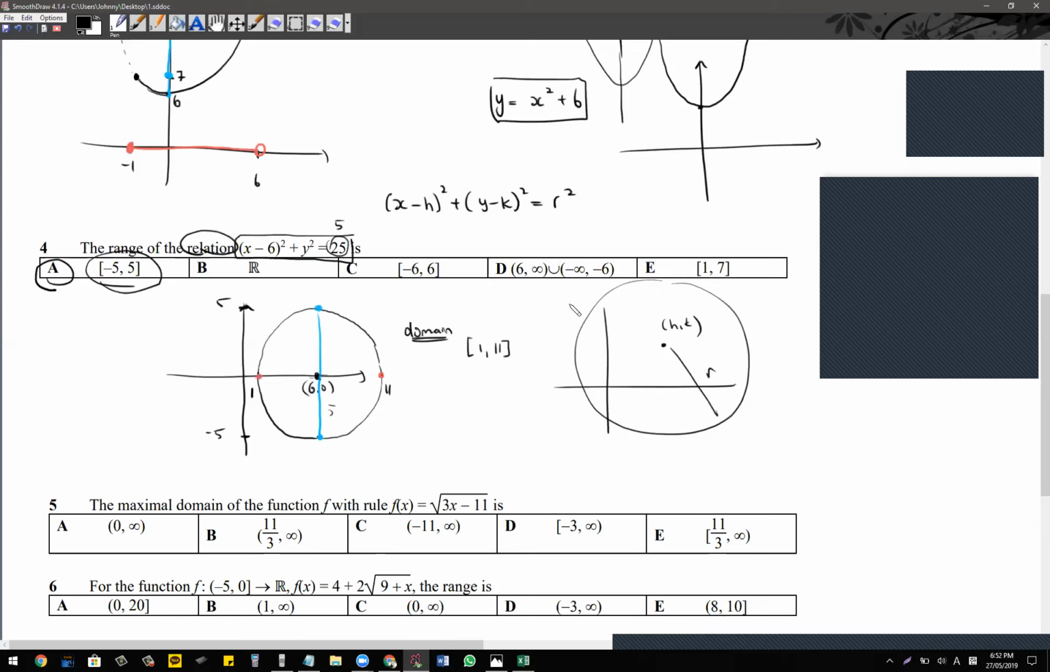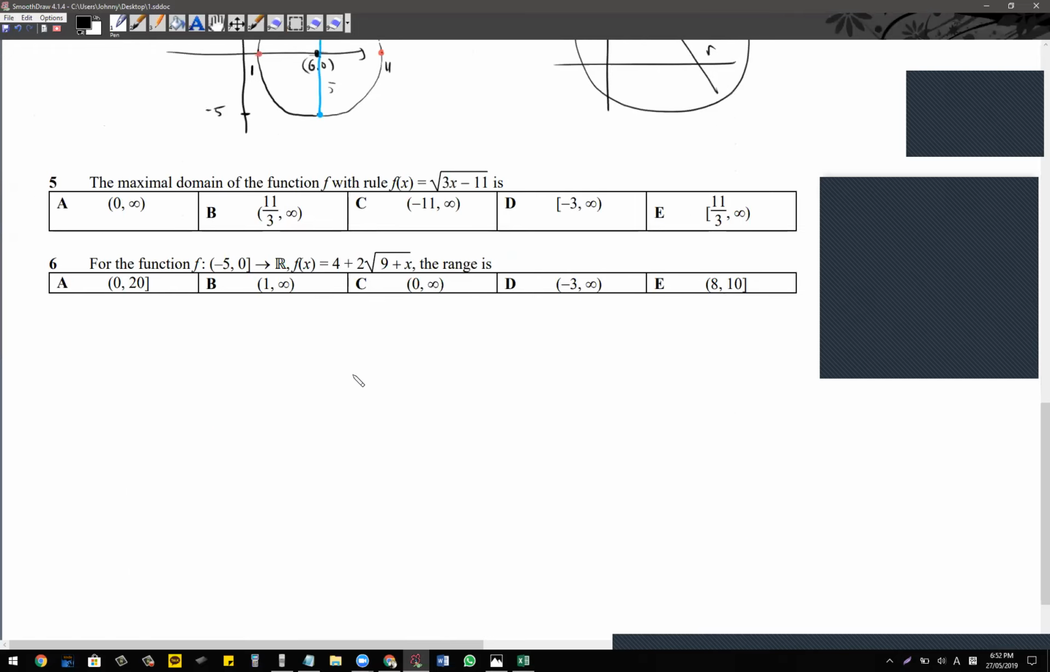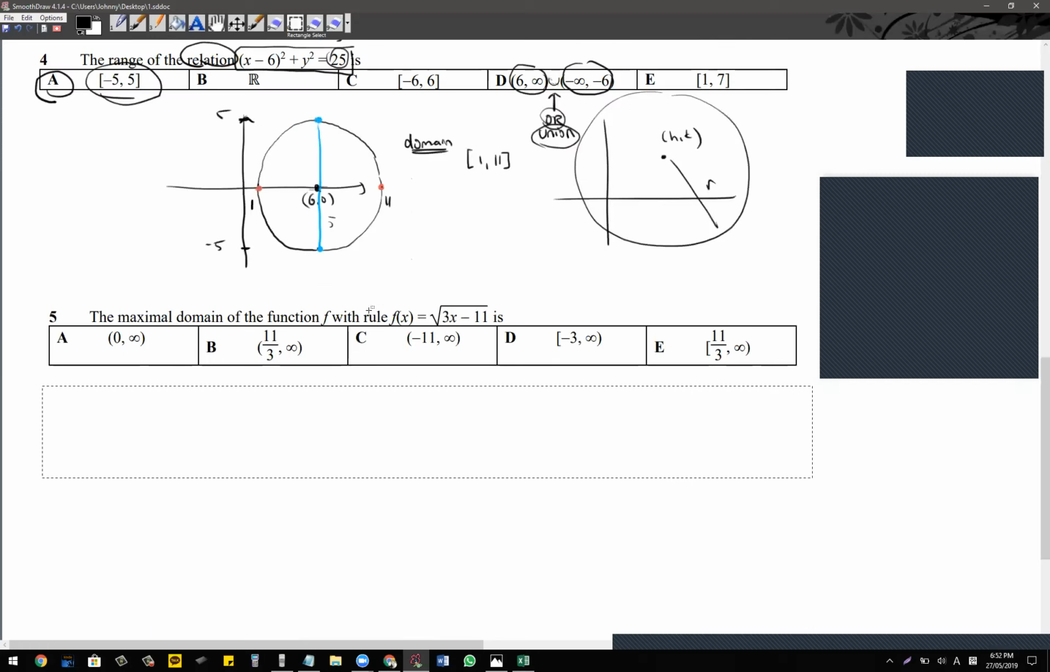Okay. This union symbol there means it's a combination of that and that. So this symbol here means or. We read this one as union, or we pronounce it as or. Okay, so we'll talk more about that next time. So number 5 is done. Number 6, number 4 is done.